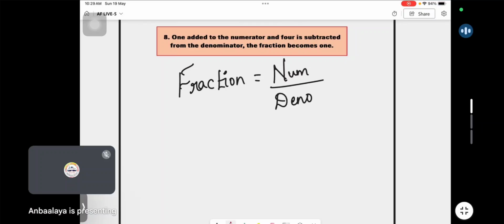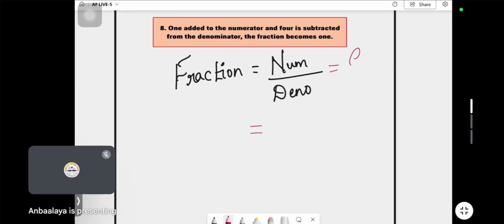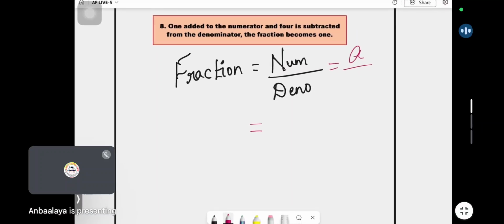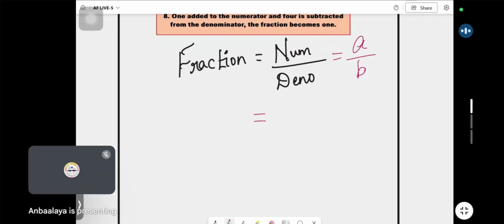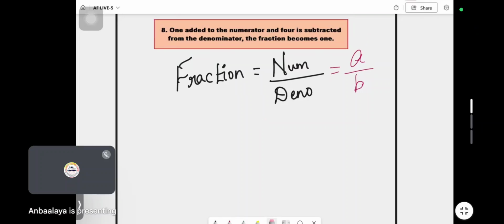Here we can take the numerator as, can you suggest any variable? A. So since you took A, obviously the denominator is B. Now numerator is equal to A and denominator is equal to B. Now we have the fraction as A by B. 1 is added to the numerator, so A plus 1.